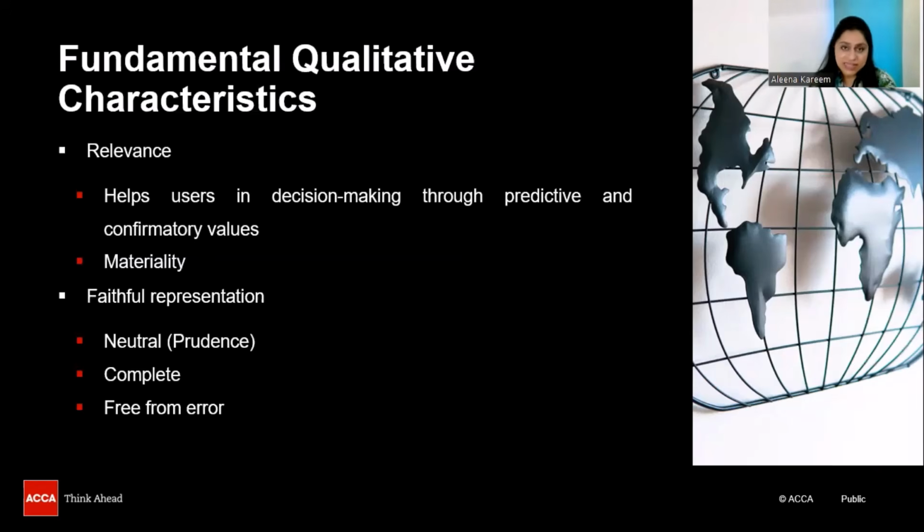Also, it is very important that materiality is seen. So materiality, as per the conceptual framework, comes under the relevance criteria. But what is the purpose of it? That every information that is material, that should be shown in the financial statements. We have multiple examples of this. A very good example of it is IAS 10, when we are talking about events after reporting period.